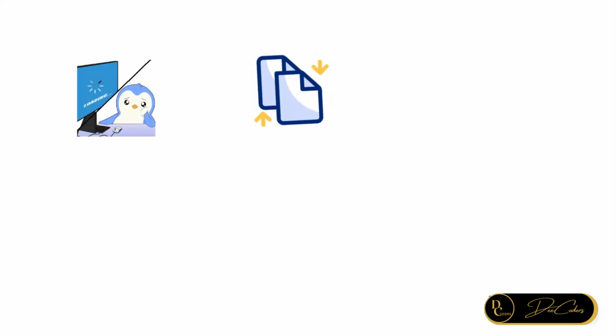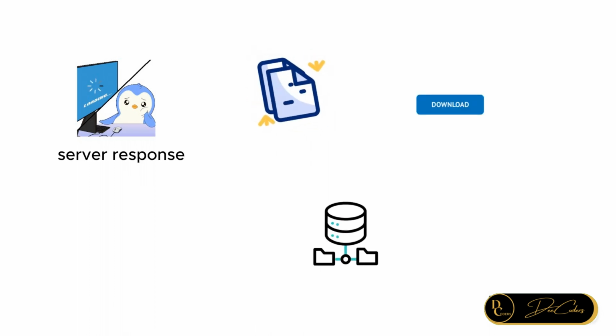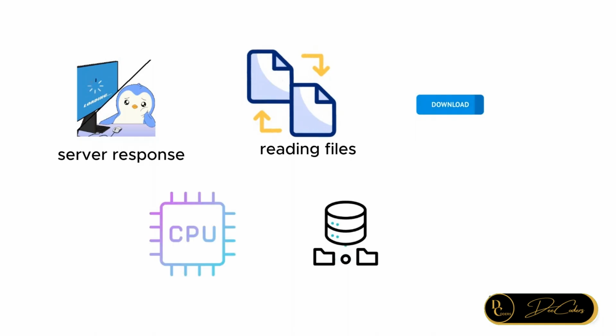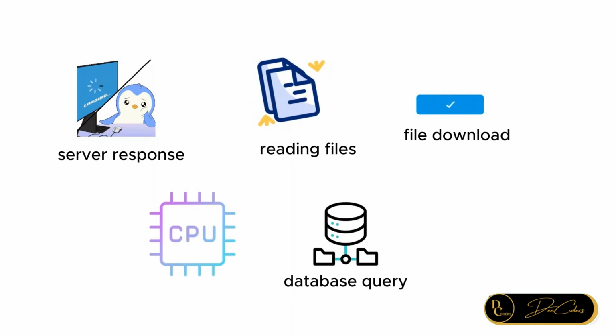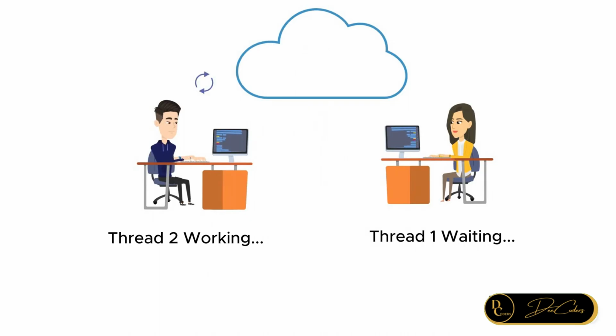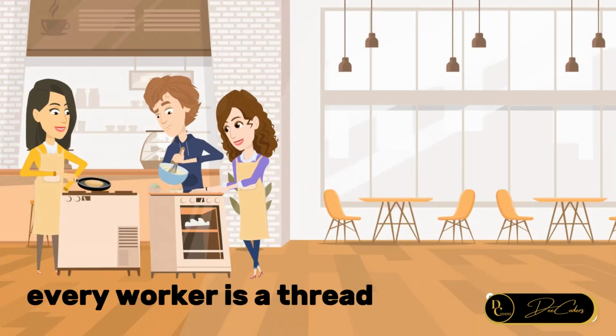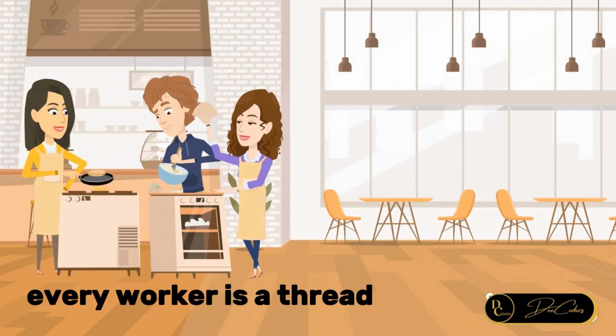Similarly, many programs spend most of their time waiting. For example, waiting for an internet response, reading files, database queries, downloading images, API calls. During this waiting period, Python temporarily allows another thread to work, and that is why multithreading works great for input-output based tasks.